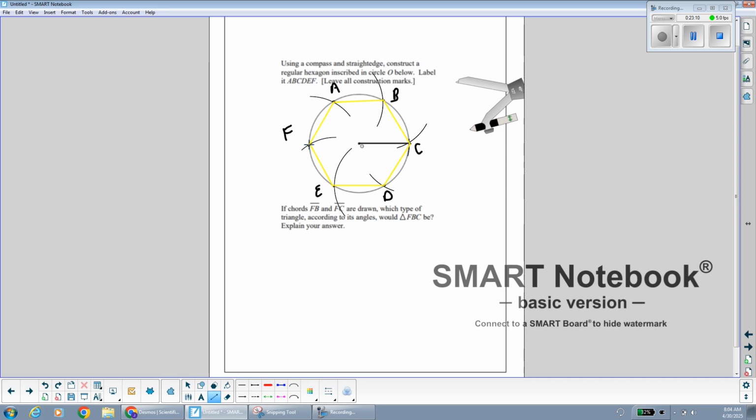If chords FB, so here is FB, and FC are drawn, which type of triangle, according to its angles, would triangle FBC be? So according to its angles does not mean isosceles, equilateral, or scalene, that's sides. Isosceles is 2 equal sides, equilateral is 3 equal sides, scalene is no equal sides. According to its angles means acute, obtuse, or right.